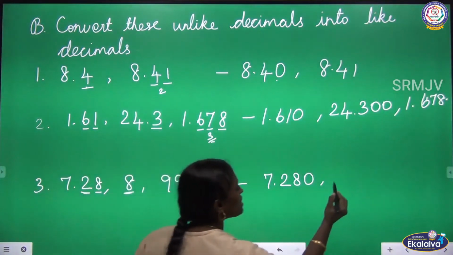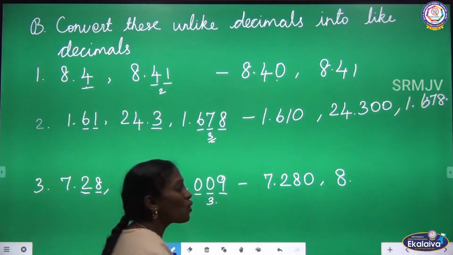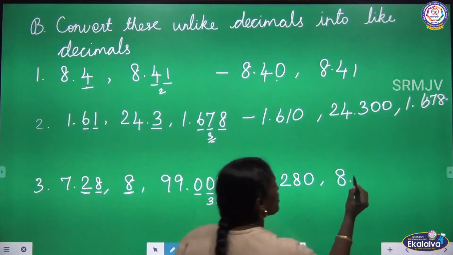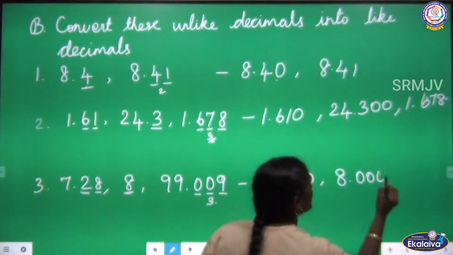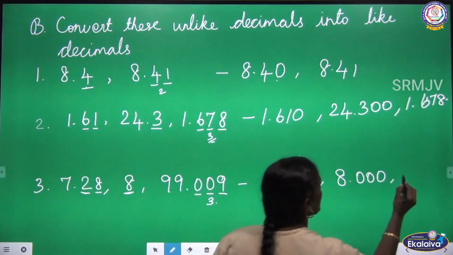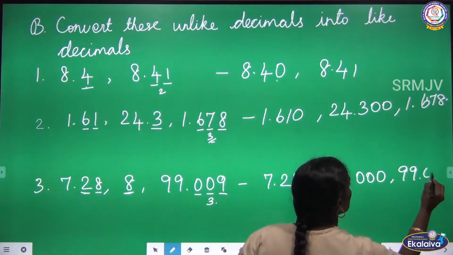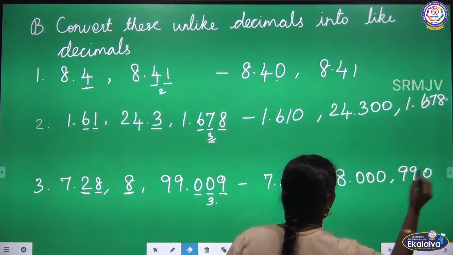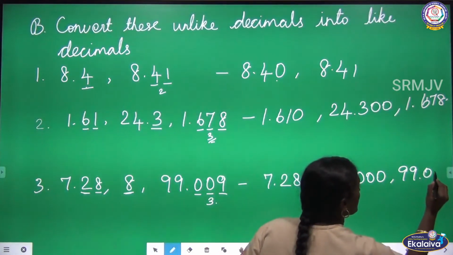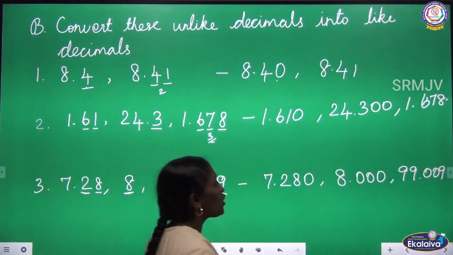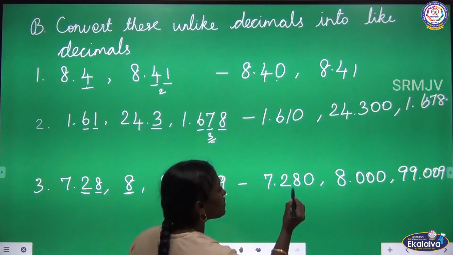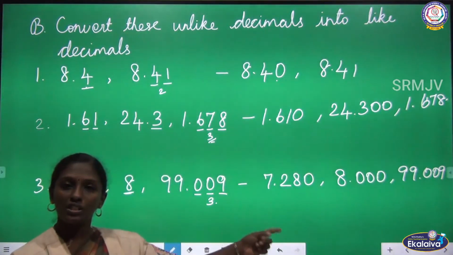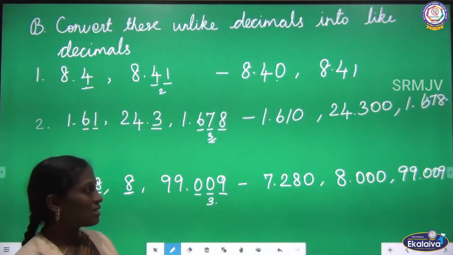Then the second number is 8. 8 is the whole number. Here we need three decimal places. So we have to add 3 zeros. And the last number is 99.009. Now see the number of decimal places: 1, 2, 3, 1, 2, 3, 1, 2, 3. Now these decimal numbers are like decimals.